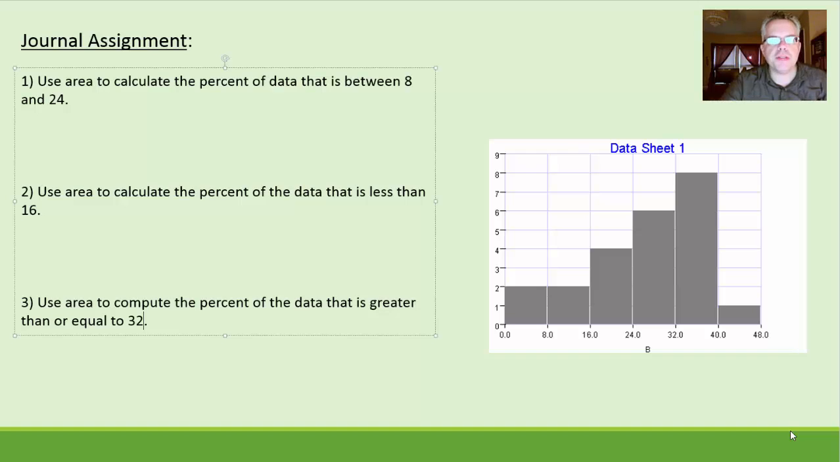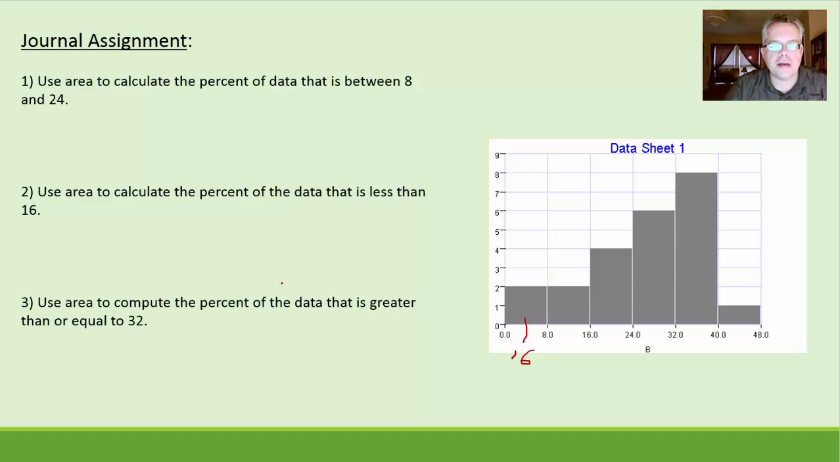Okay, it's time for our journal assignment. So use the area to calculate the percent of data that is between 8 and 24. Okay, so find out first what the area of each bar is. The width of each bar is 8, then multiply it by the height. So the area of this first bar is 16. Find the area of the remaining bars and use area to calculate the percent of data that's between 8 and 24. For number 2, use the area to calculate the percent of the data that is less than 16.